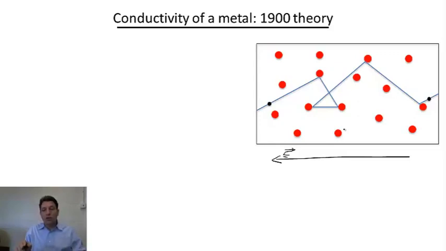Now, it turns out that the first theory of this conductivity, of this current in a metal, was put together back in 1900. And this is the so-called Drude theory, which is a very simplistic theory that I'm going to explain now.